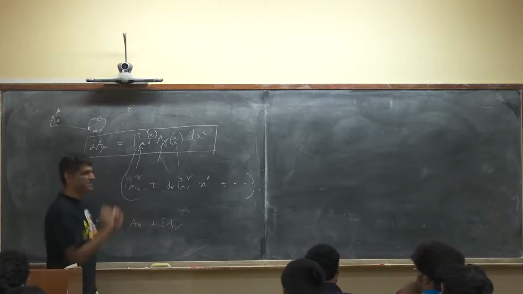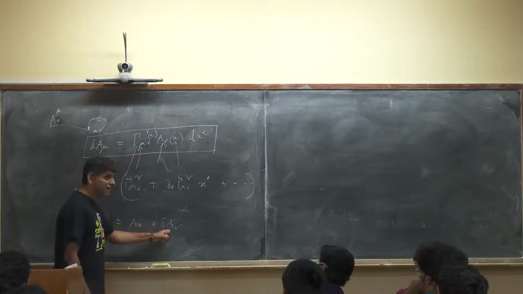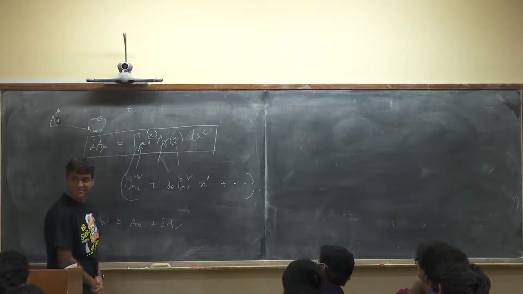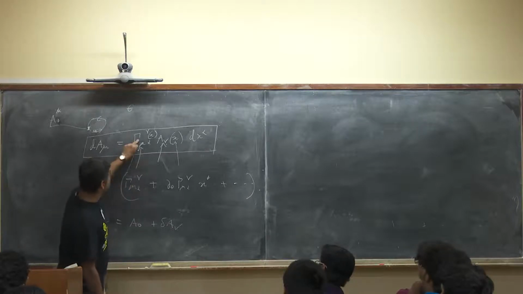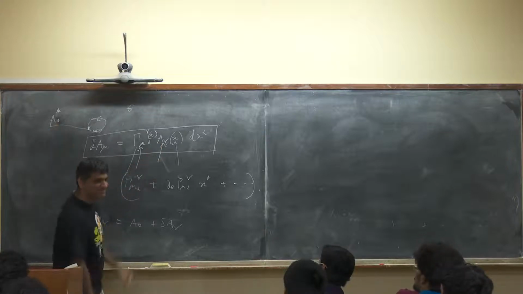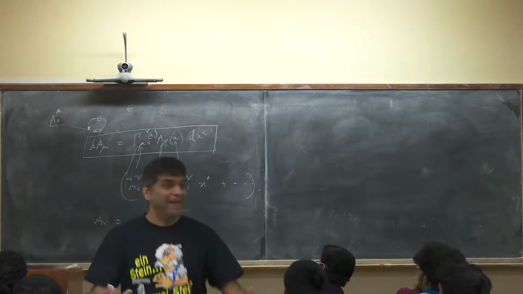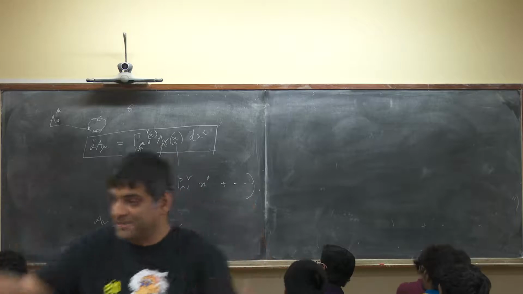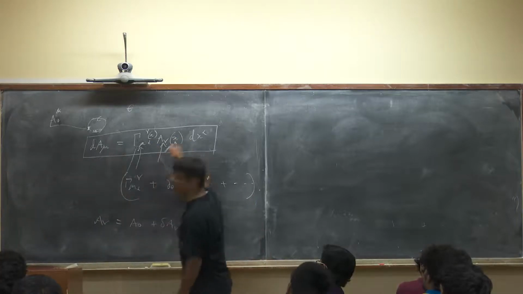That's how much A has changed. Okay? To order epsilon, what is delta A nu? It is given by this formula, where this is replaced by this one, and this is replaced by this one. You understand? We explained that in order to compute this change to order epsilon squared, we need to keep this guy and this guy each to order epsilon.